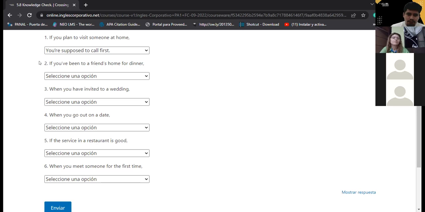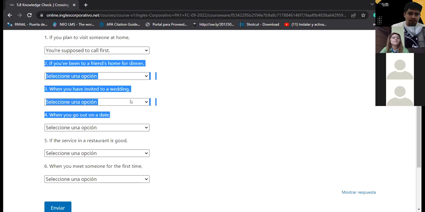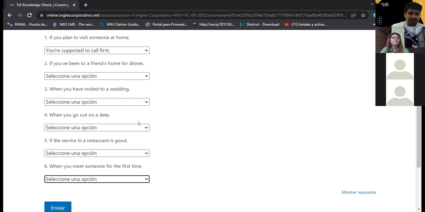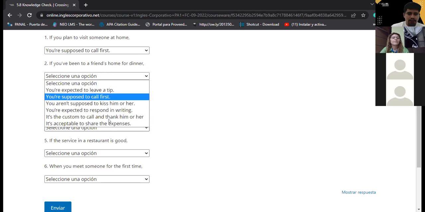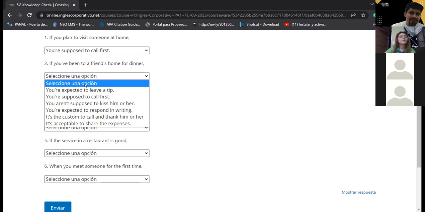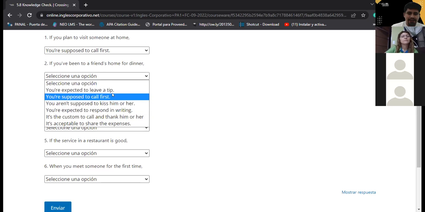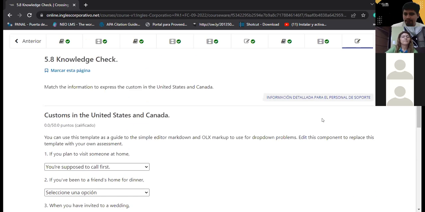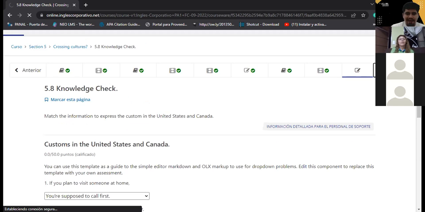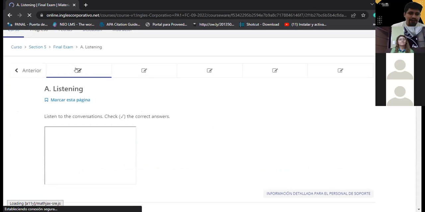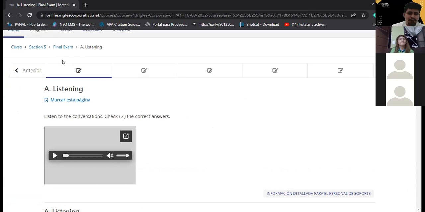Okay, and then we have some other sentences. These are the ones that you're going to be working on. Sentences number 2, 3, 4, 5, and 6. And here we are going to find the same answers. In this case, we have a list of different answers, but we have to choose the correct one. This is the last part of section number 5. And later on, we have the final test. But this final test, we're going to be working on tomorrow.